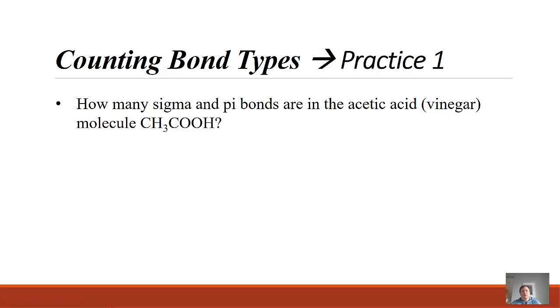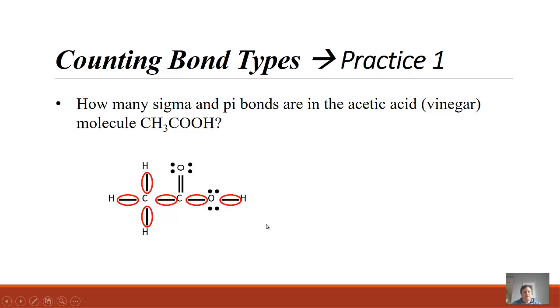Okay, so let's do a couple of practice problems on this. The question says, how many sigma and pi bonds are there in acetic acid or vinegar? So the first thing we have to be able to do is draw the Lewis structure for that. And I'll give you this one because it's a little more complicated. Now the question is, how many sigma bonds? So the first thing we have to do is identify all our sigma bonds. Okay, so right here are all the obvious ones, right?